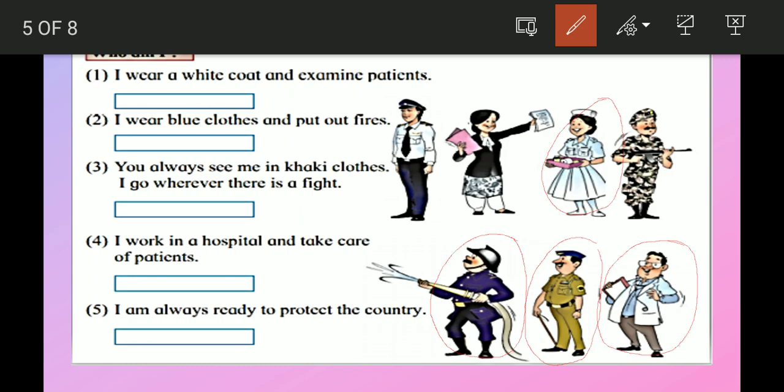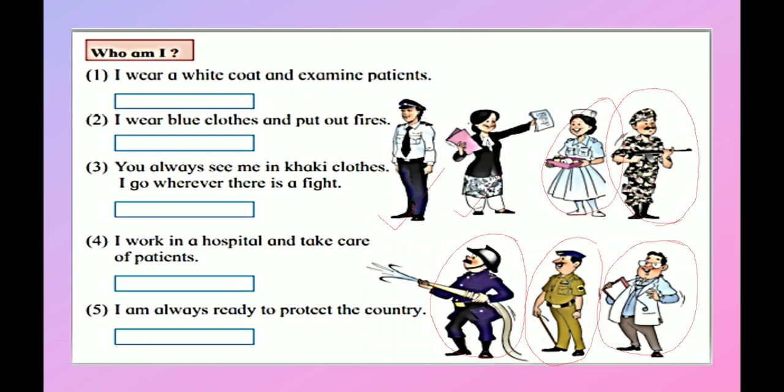I am always ready to protect the country. Who protects our country? Soldiers. So, remaining two people, one girl is wearing a black coat and showing some document. She is an advocate, or we can say solicitor. So we can say she is a lawyer. Next person wearing cap, he is a pilot. So let's go ahead.